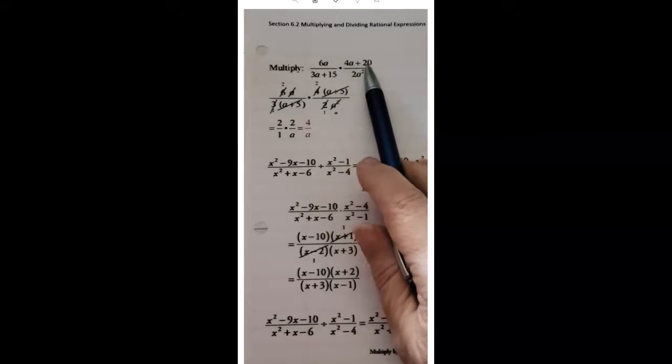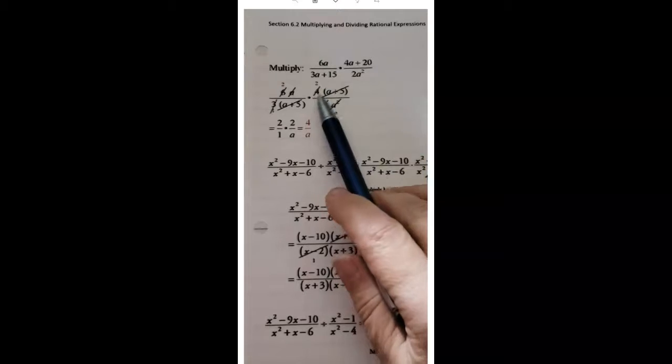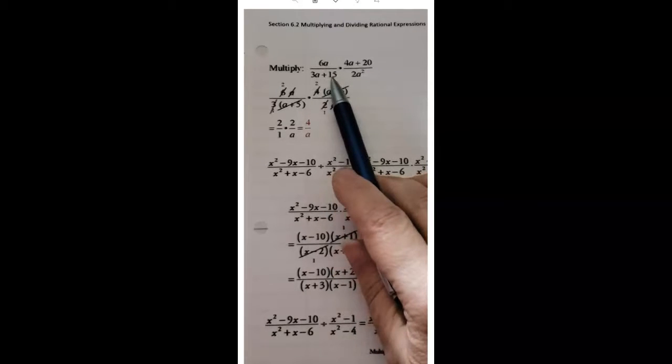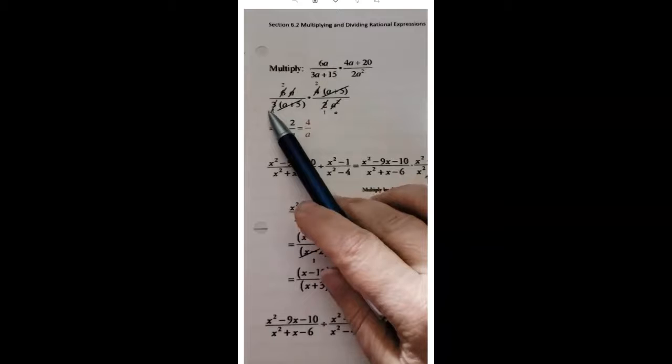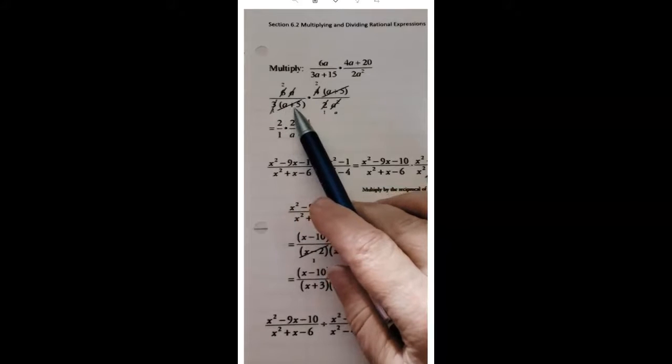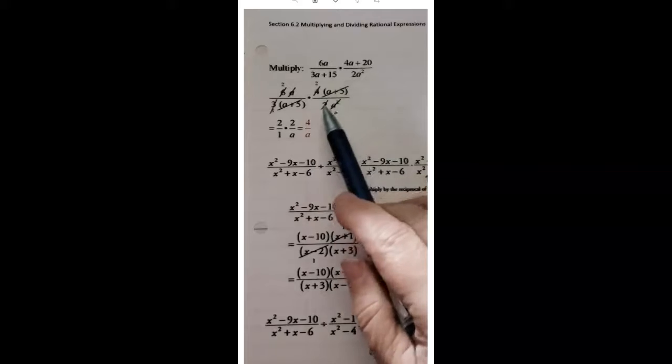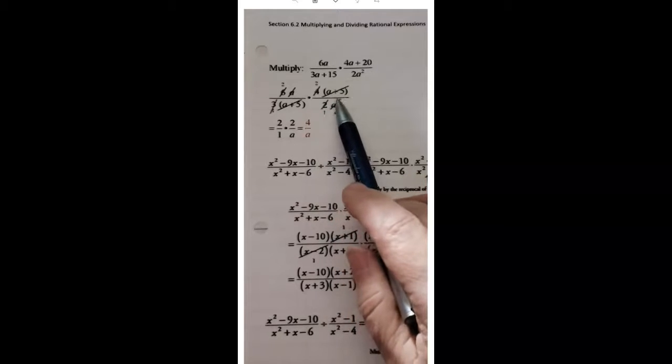I'm going to factor 4a plus 20. It's got a greatest common factor of 4 and a plus 5. I'm going to factor 3a plus 15. Well, that one's got a greatest common factor of 3, and the rest of it's a plus 5. And I'm going to factor 2a squared, and that factors into 2 and a squared.